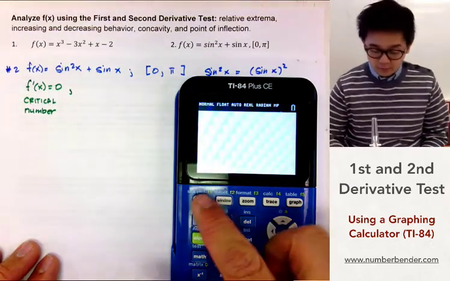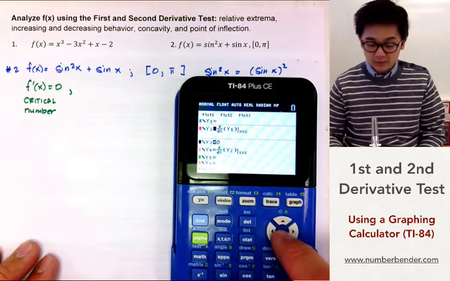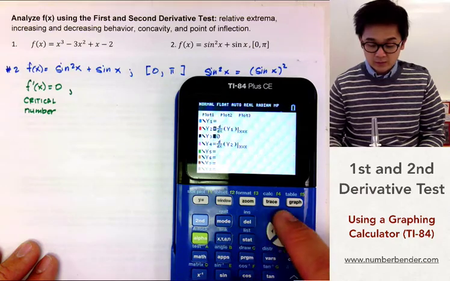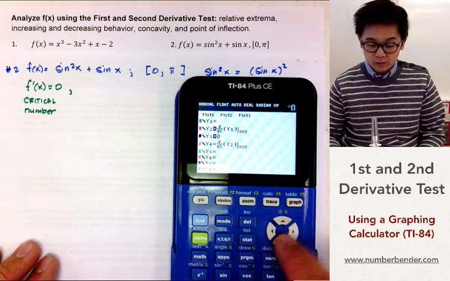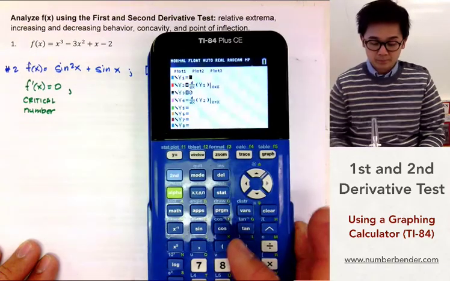So to do that, go to y equals, and since we already have the first derivative, the second derivative, and 0 from our first problem, all we need to do is to plug in our new function.